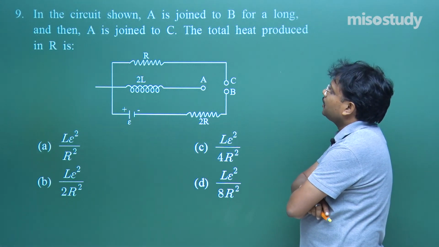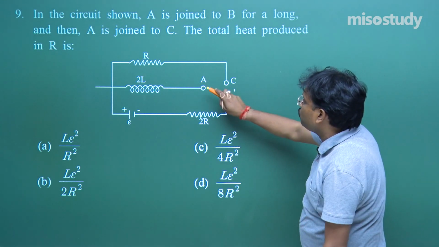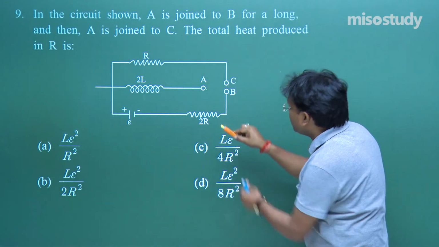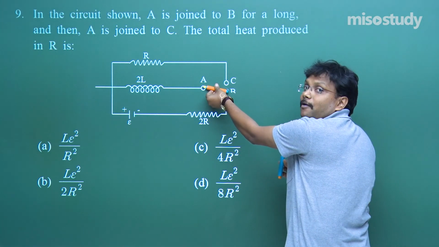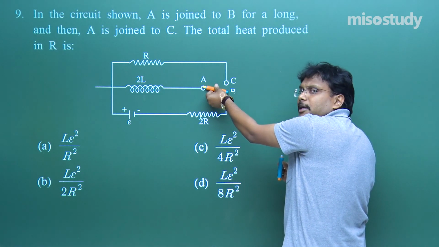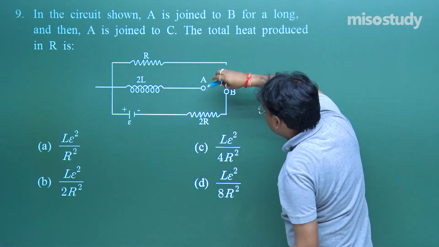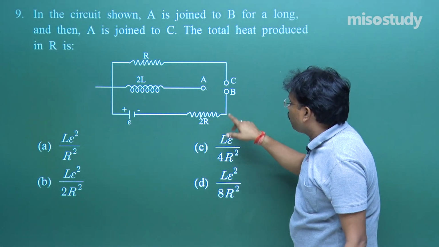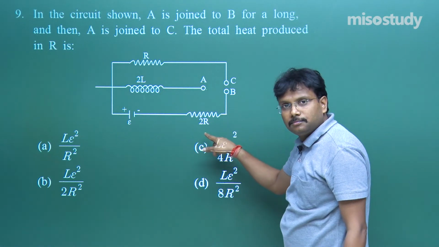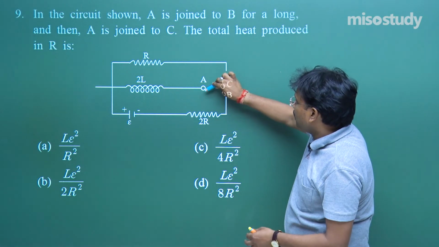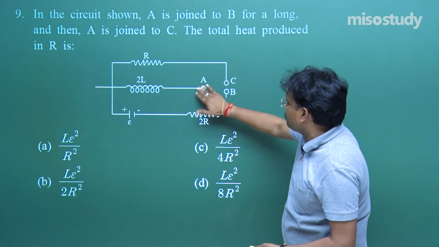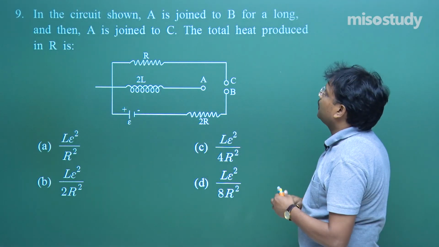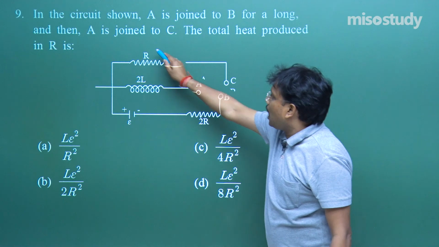In the circuit shown, A is joined to B like this for a long time, then A is joined to C. So first A is joined to B with the help of a wire. After some time, 10, 20, 30, 40 seconds, this is joined to C. Actually, what will happen when you connect it? The current will flow over here, energy will be stored over here, and when you connect it in this fashion, now the battery is disconnected, this energy will be utilized in this resistor. The idea is simple. The total heat produced in R, how much?